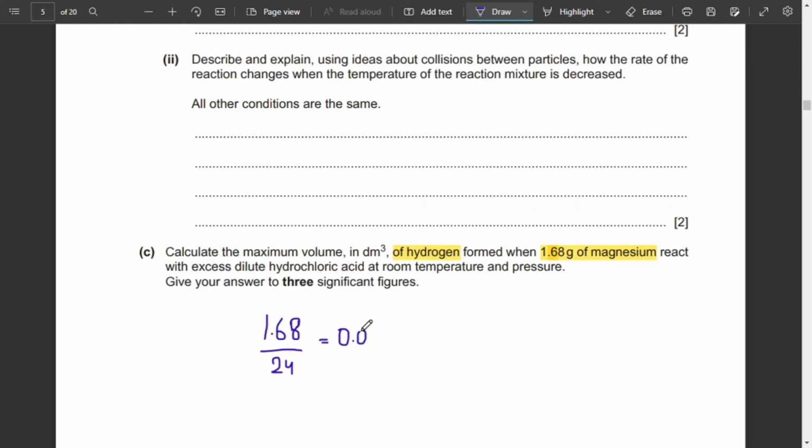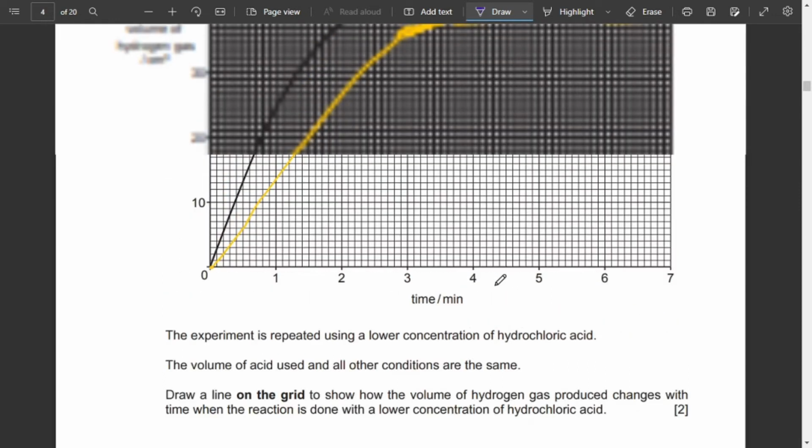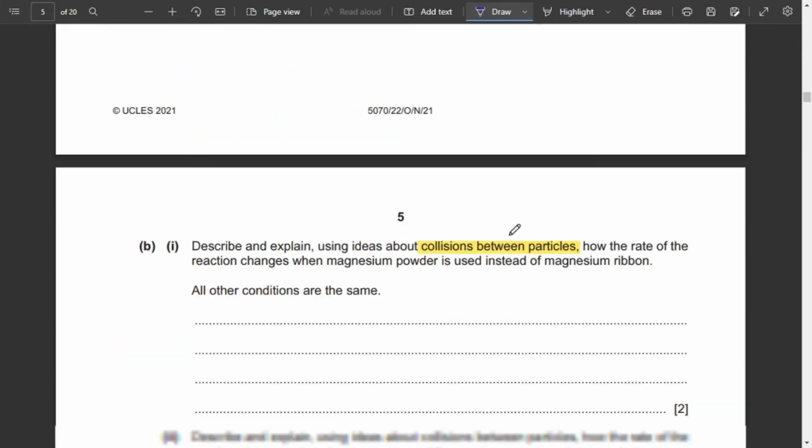And then moving on, 0.07, we have found the moles. Now we have to find the moles of hydrogen. If we go above and see over here, we have magnesium and hydrogen in the same ratio, that is 1:1. That means hydrogen also has the same number of moles.